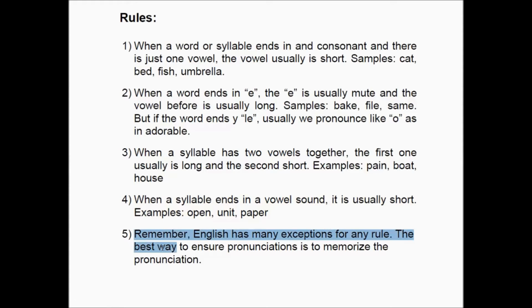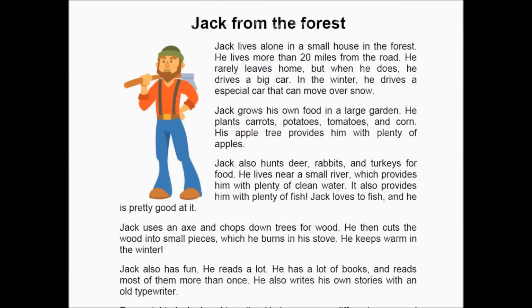Finally, rule number 5 explains that English, as a language, has many exceptions. Remember, English has many exceptions for any rule. The best way to ensure pronunciation is to memorize the pronunciation. So, in that order, we are going to practice these rules and sounds of the vowels with the next story.